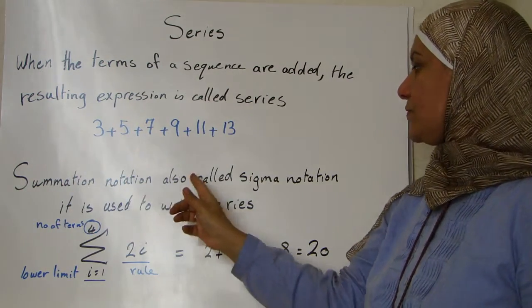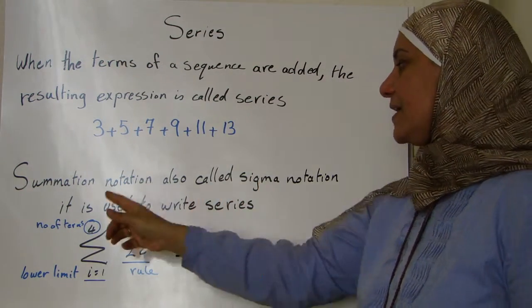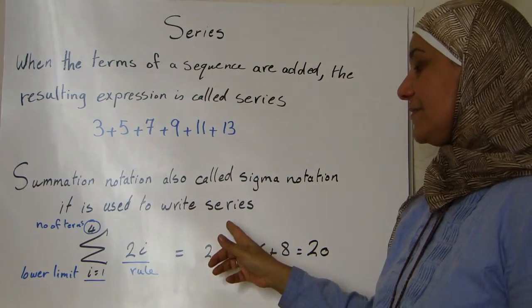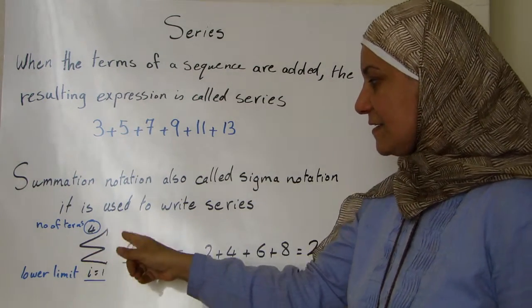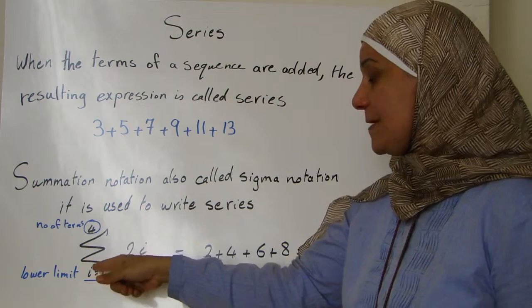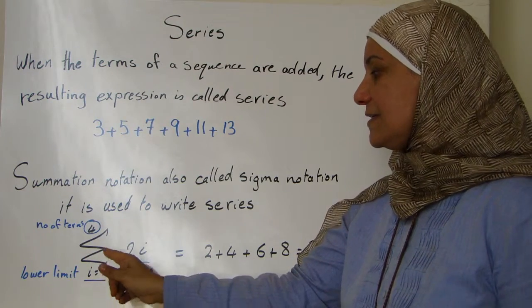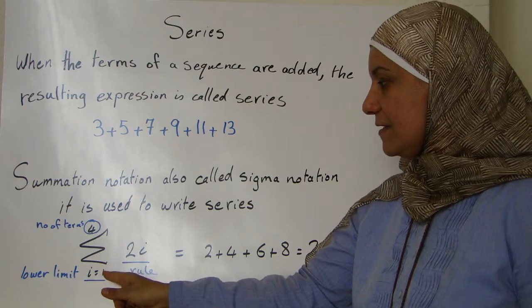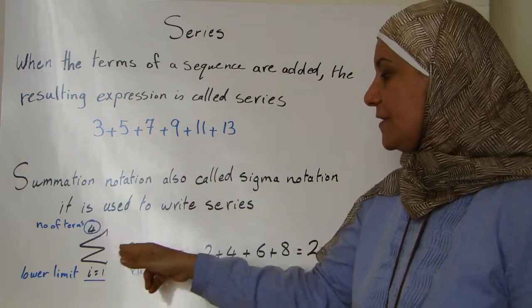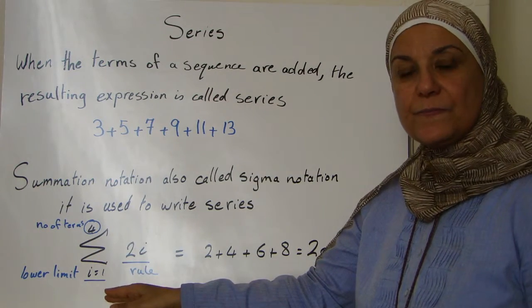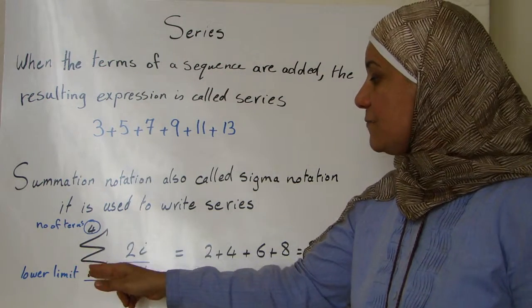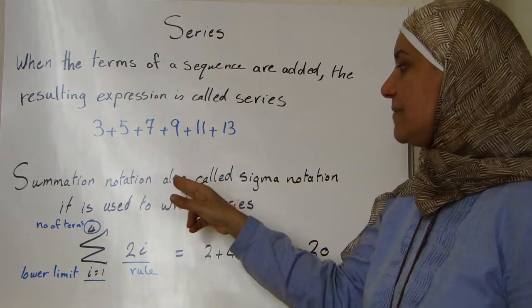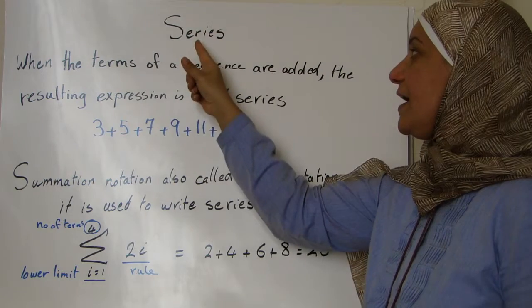Summation notation, also called sigma notation, is used to write series. This letter, or shape, is called sigma. This sigma has three parts that are very important. It is very important to know how to write the summation notation when we want to have the series.